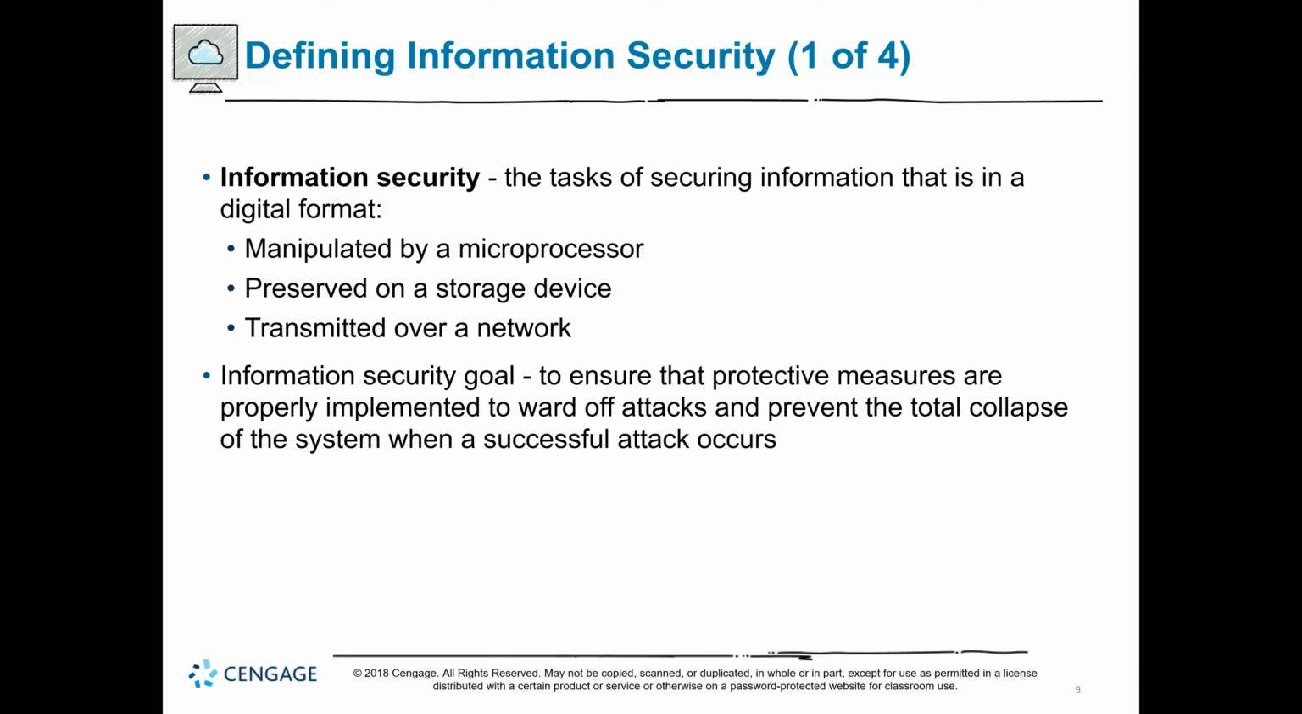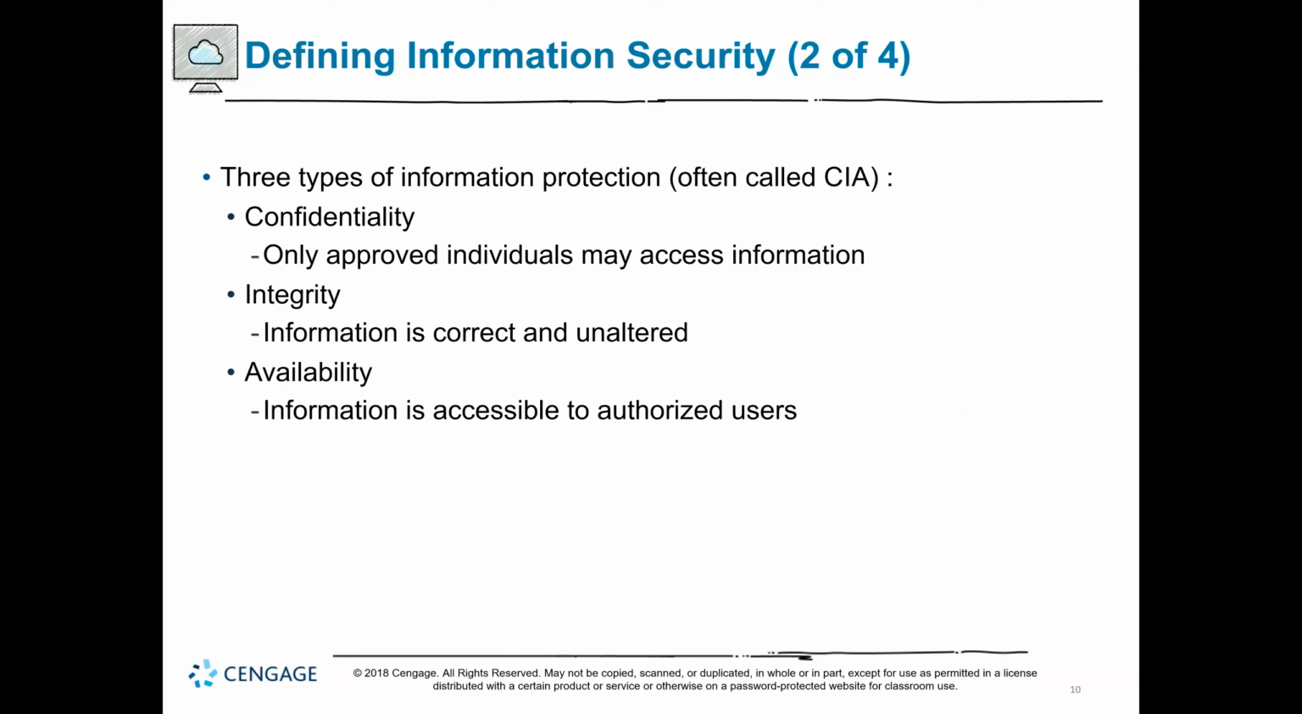So, what are we talking about when we talk about information that's secure? Things that are manipulated by a CPU or a processor, things that are preserved, things that are transmitted. We want to make sure that all of these items are done correctly so that, great, I locked my computer workstation, but every email I sent got intercepted because it wasn't encrypted.